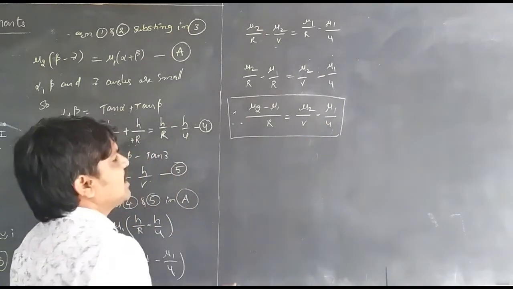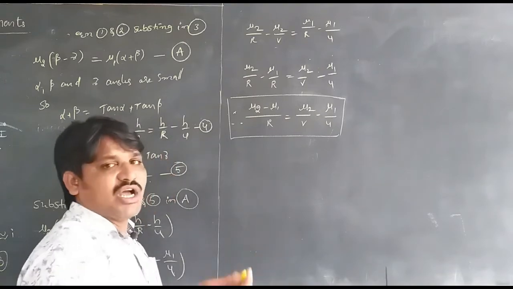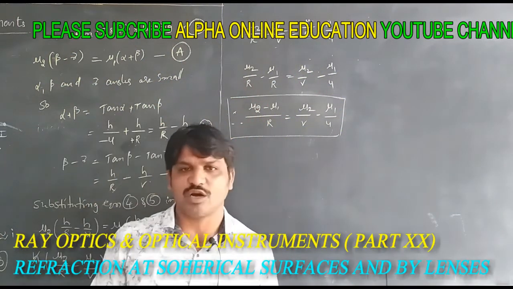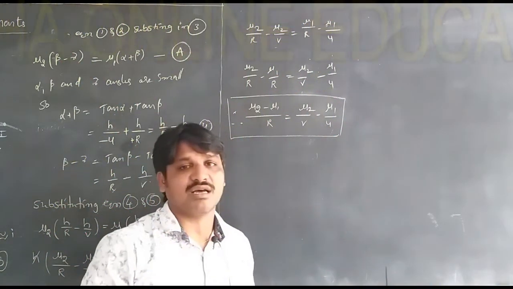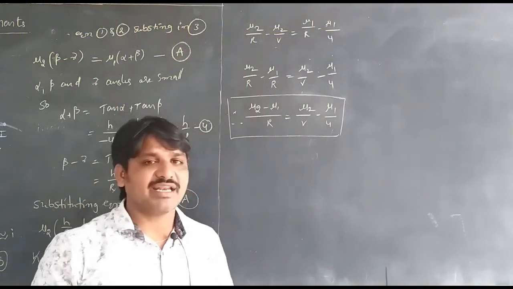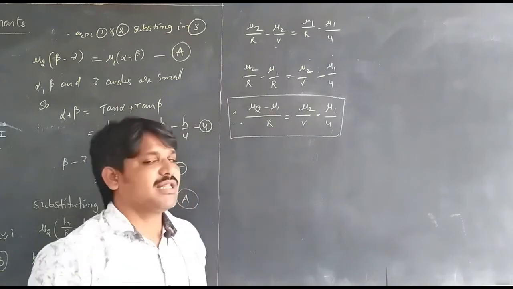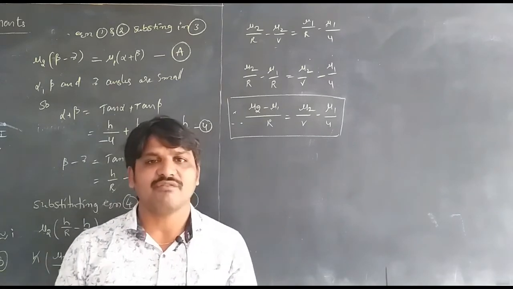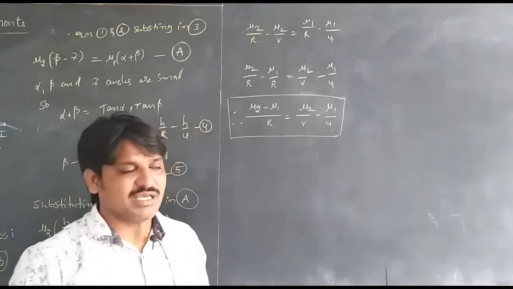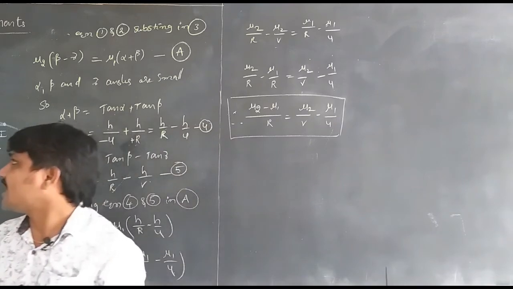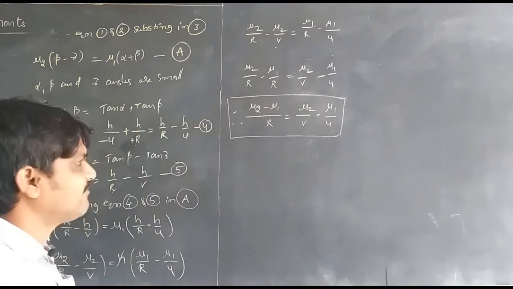This equation is also used for concave mirrors. In the case of concave mirrors, a virtual image will be formed. In the case of a convex mirror, a real image is formed. But in the case of concave refracting surfaces, a virtual image can be formed. This is about refraction at spherical surfaces.